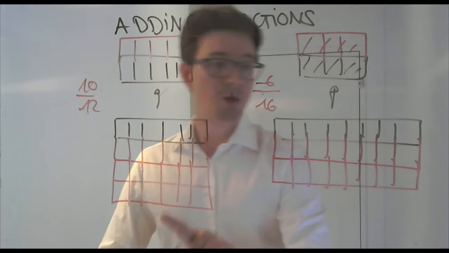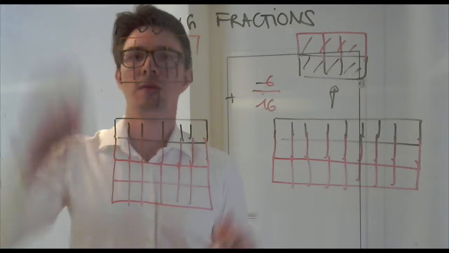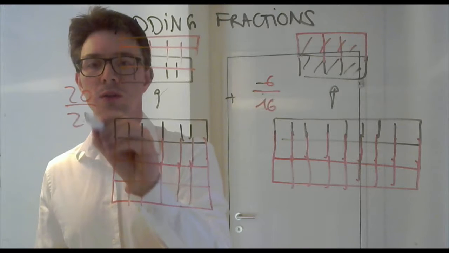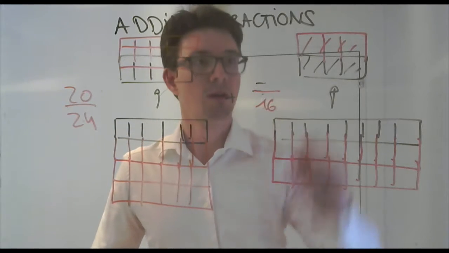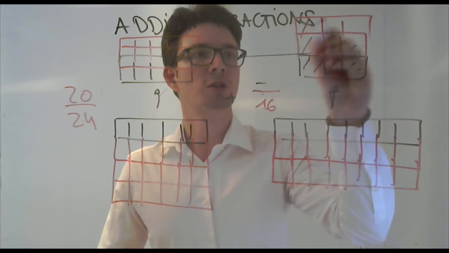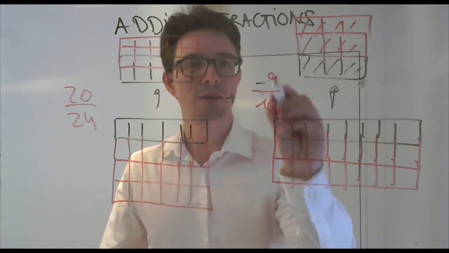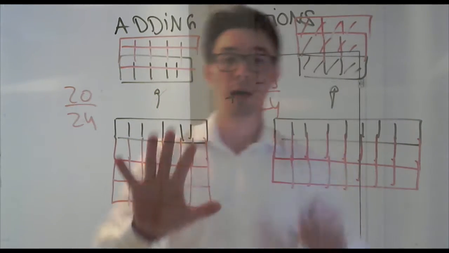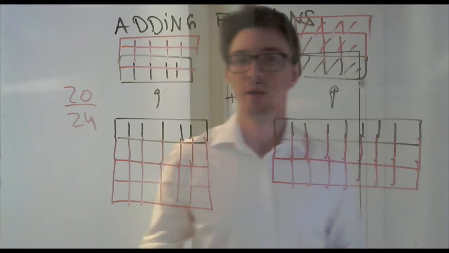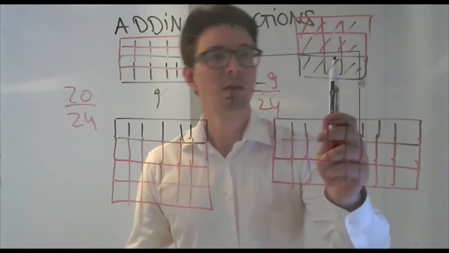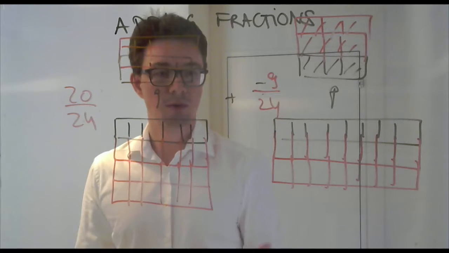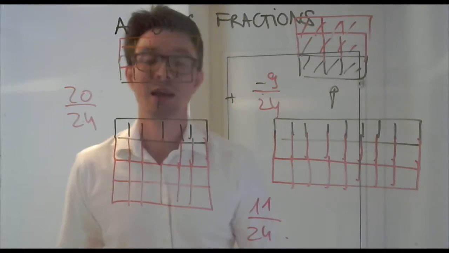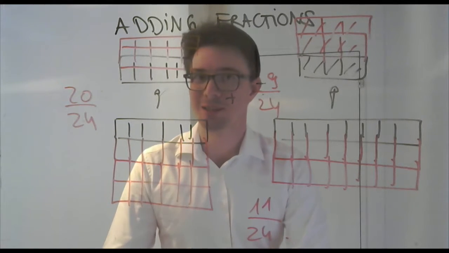So now we have 24 boxes here, 24 boxes there. So we need to double that as well. So we have 20 over 24, and here we have 3 times the original number of outputs. So it's minus 9 over 24. And now we can add. Now the inputs are compatible. We can put them together and get, well, 20 boxes here, 9 anti-boxes there, so the sum is 11 over 24. And that's how adding and subtracting fractions work.